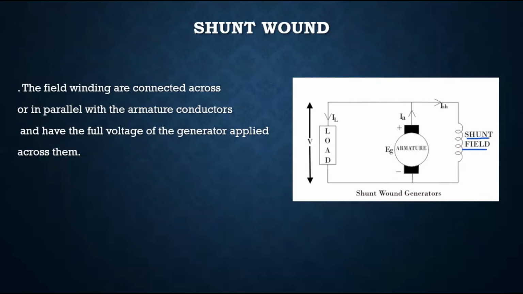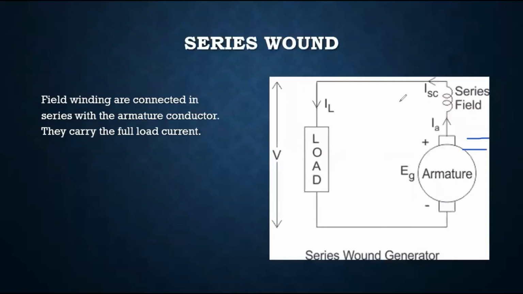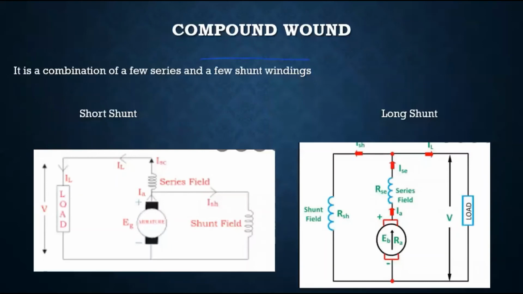Similarly, when we place our field winding in series, you can see here the field winding is in series to the armature, then we call it a series wound generator. Similarly, in a self-excited generator itself, we can have a combination of both. That means we have a shunt field and also a series field in the same circuit. You can see here we have the series field here and also the shunt field here. Similarly, the shunt field here and the series field here. Those are the compound wound generators.